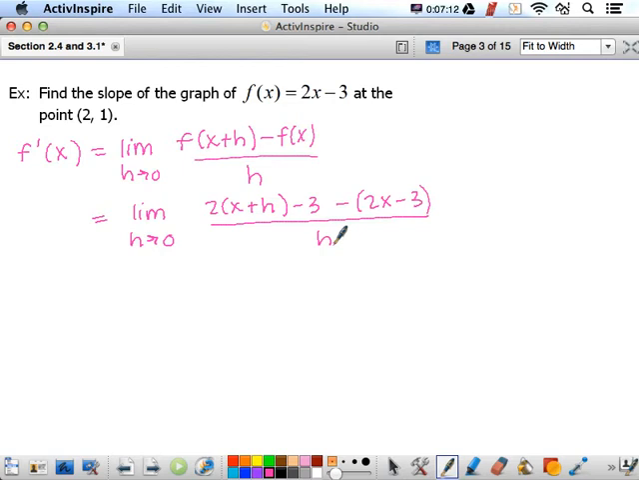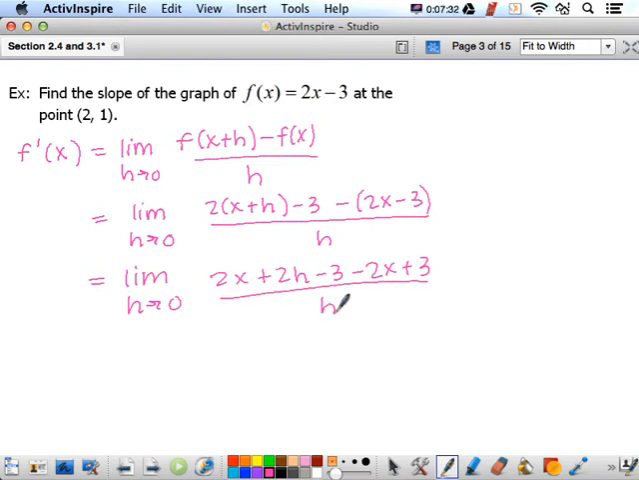So when we have a 0 over 0, we're hoping that we can remove that discontinuity there, and then we can find the limit. The limit as h approaches 0 of 2x plus 2h minus 3 minus 2x plus 3 all over h. So the 2x cancels. The negative 3 and the positive 3 cancel to 0. And I am left with the limit as h approaches 0 of 2h over h.